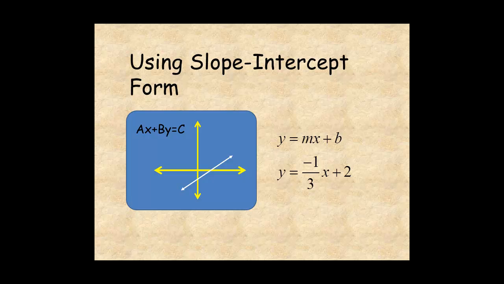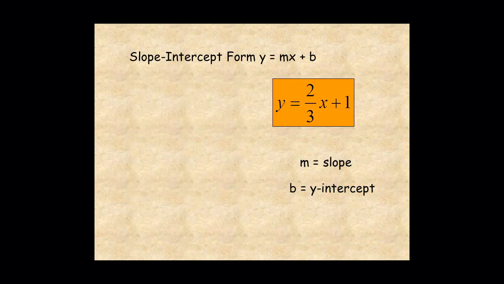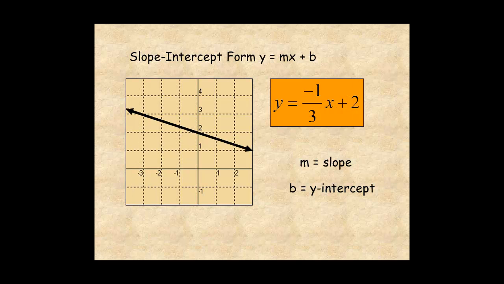This lesson shows how to use the slope-intercept form of a linear function to write the equation of a linear function. In a previous lesson, you learned, starting with the equation of a linear function in slope-intercept form, to draw the graph, which is a line. In this lesson, you'll learn to start with the graph and write the equation.